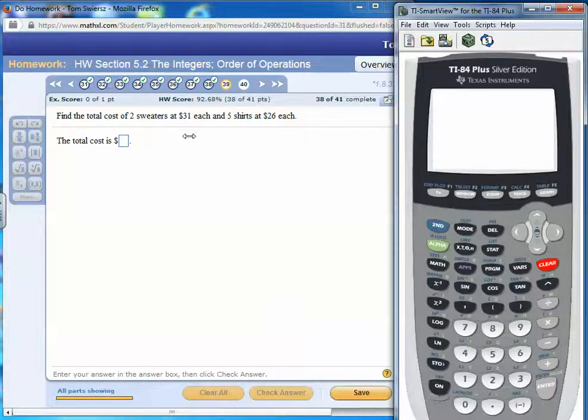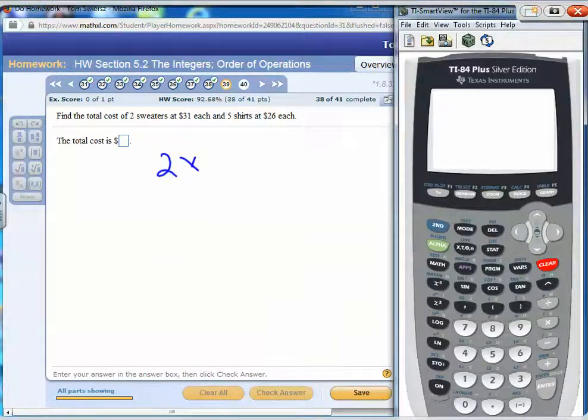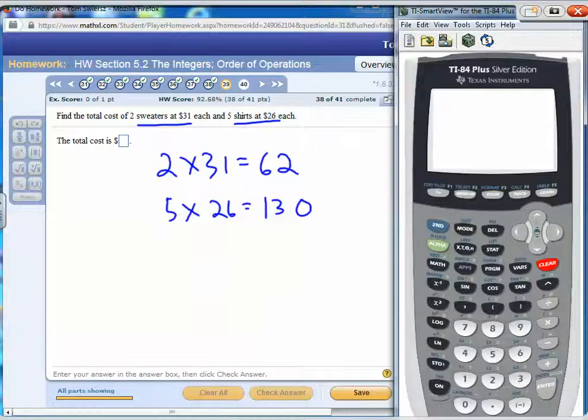Find the total cost of 2 sweaters at $31 each and 5 shirts at $26 each. So again, kind of a 2-step problem here. We've got 2 times 31, right? Which is 62. And then we've got 5 shirts, each shirt is 26. 5 times 26 is, I think, 130. We'll do it on our calculator, and then we'll add them together, right? The total cost would be 62 plus 130, which would be $192.